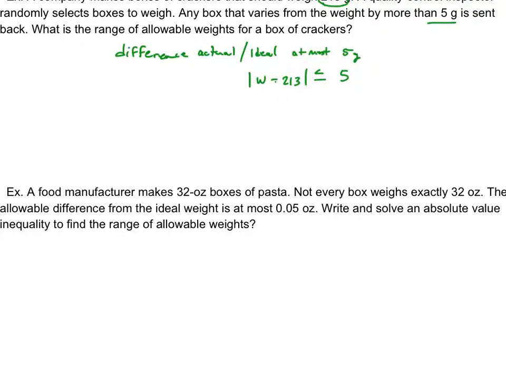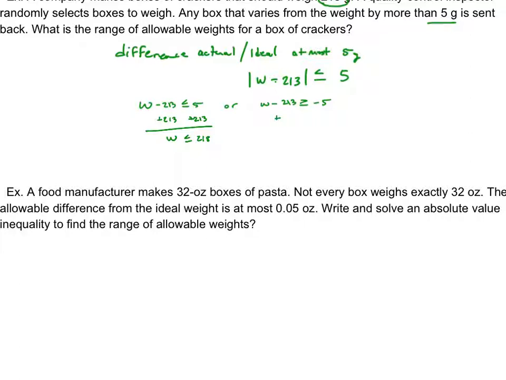We know then that W minus 213 is going to be less than or equal to 5, or W minus 213 is going to be greater than or equal to negative 5. So doing my inverse operations on the left problem first, not that it matters which one we choose first, I'm going to add 213 to both sides, and that gives me W less than or equal to 218.